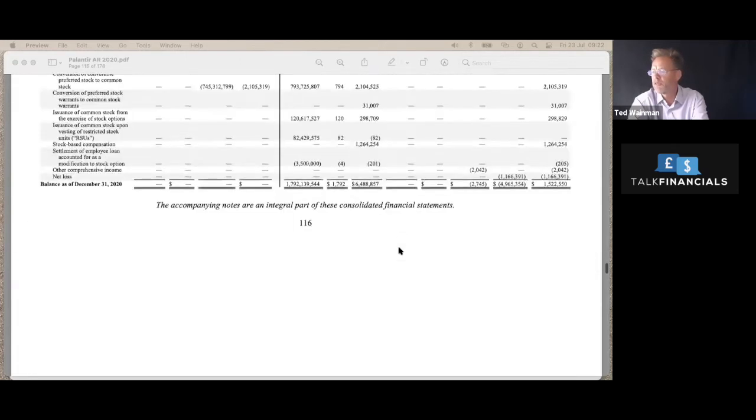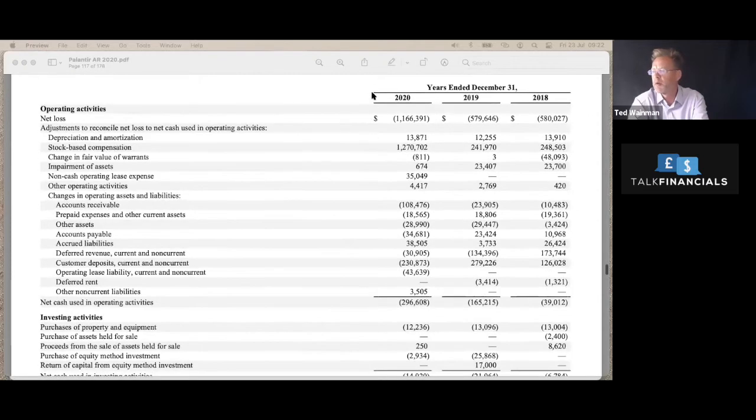So here is their cash flow statement, and we see up at the top there's our loss in the year, 1.1 or 1.16 billion, and here is the cash loss. So they are burning cash, but they are not burning as much as their loss. And the main reason is this stock-based compensation, and the stock-based compensation is effectively a lot of the costs that they are incurring are their staff, and they are paying staff in shares.